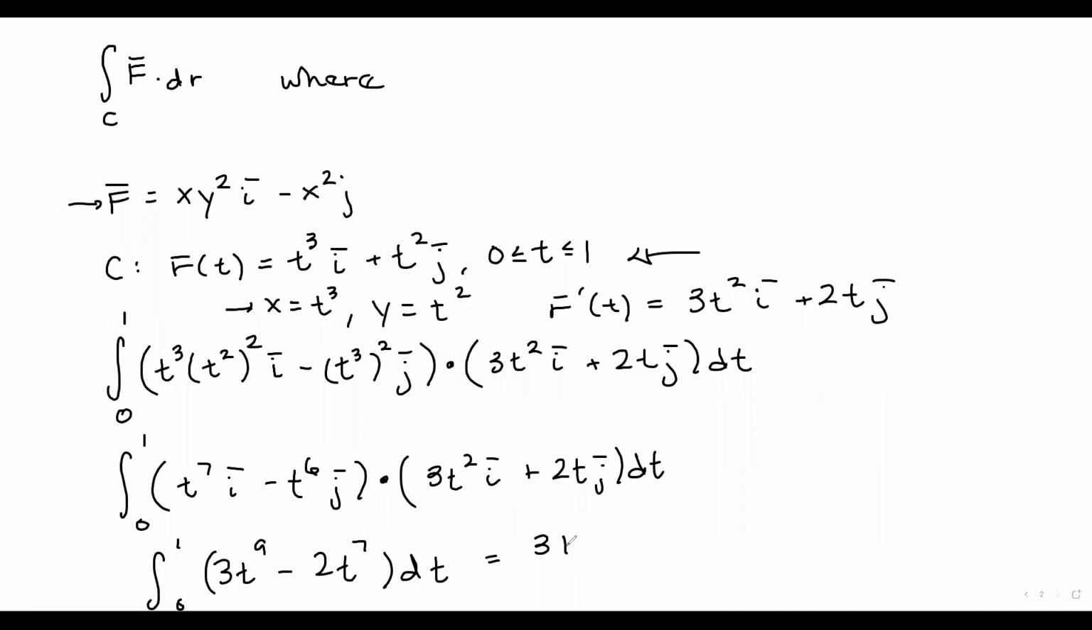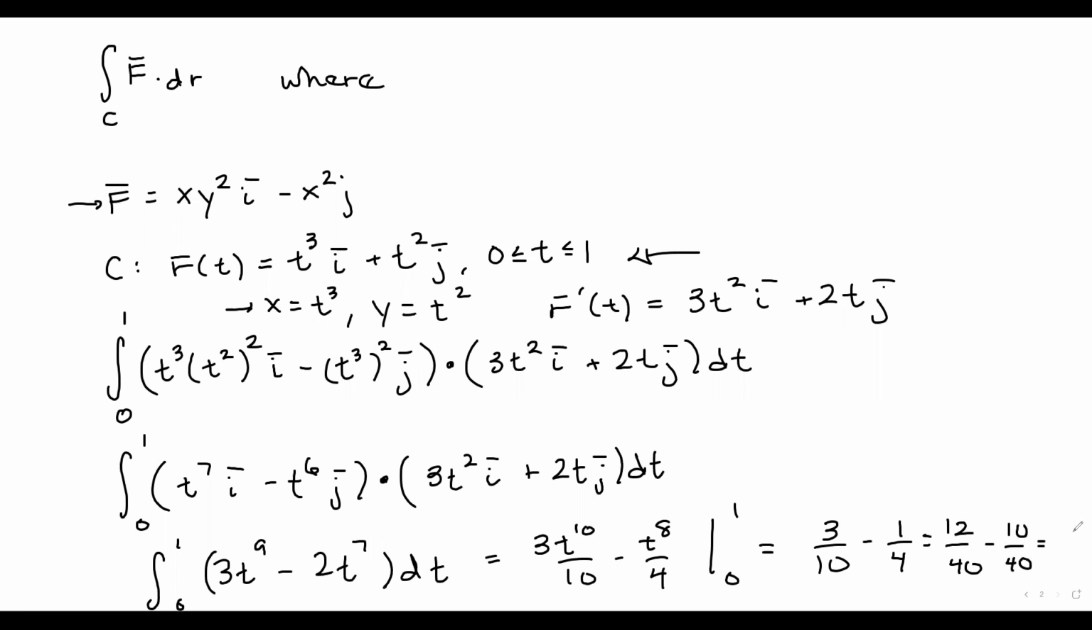We get 3t to the 10th over 10 minus, what's that going to be? It's going to be t to the 8th over 4. All right, and then evaluated from 0 to 1. So we're going to get 3/10 minus 1/4. Whatever that is, multiply by 4, so we're going to have 12/40 minus 10/40. So that's 2/40, or 1/20.